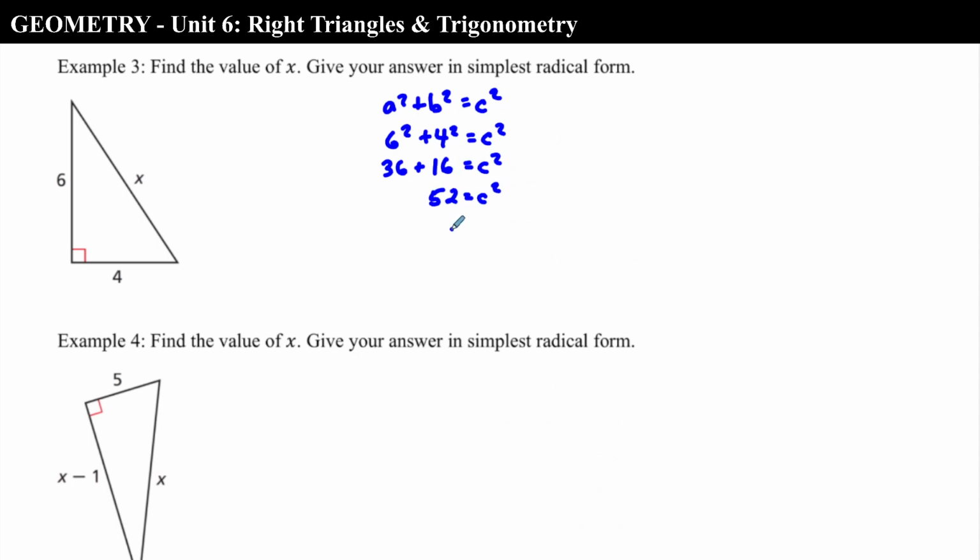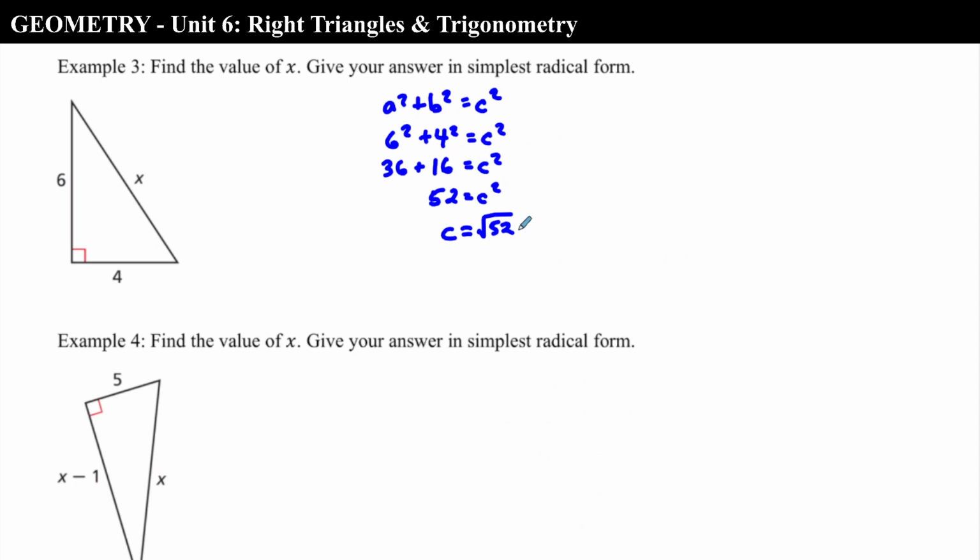So now we're going to take the square root of both sides. So the square root of 52, and this is where we're going to simplify our radical. Here's a little refresher on how to do that. You're going to see if a perfect square can divide into the number underneath your radical. So our perfect squares are 1 squared, 2 squared, 3 squared, 4 squared, and so on. So those values are 1, 4, 9, 16, 25, 36, and so on.